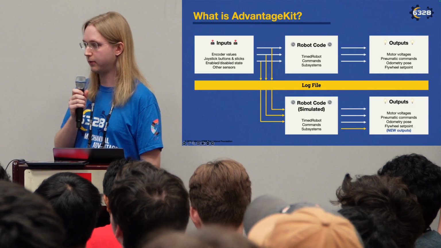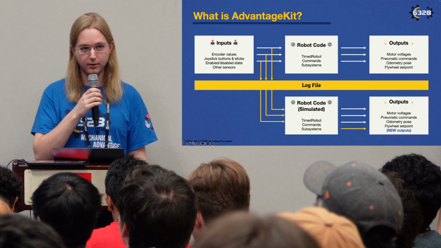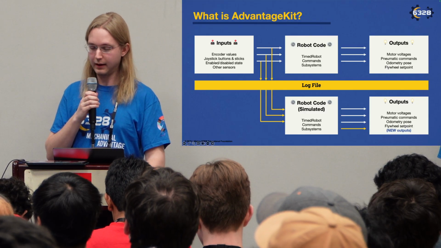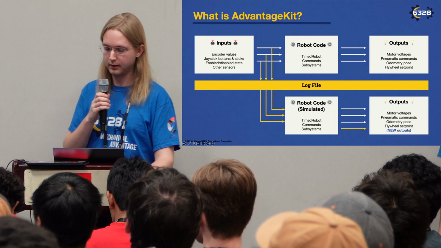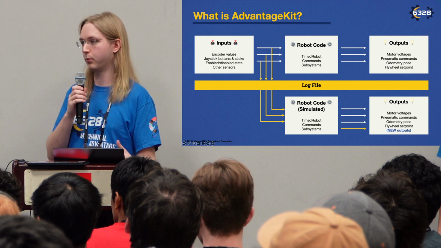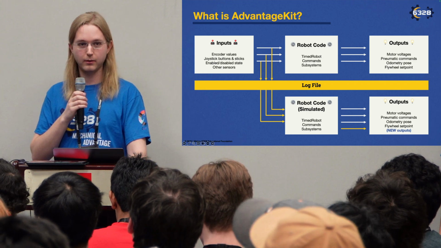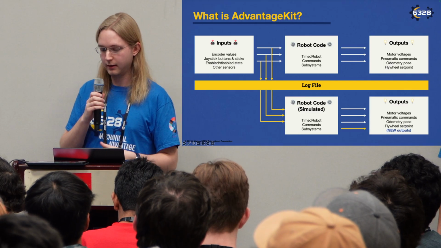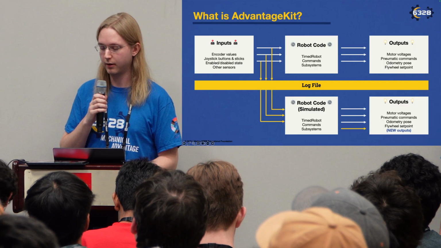Instead of logging just a few select fields, what we're going to do is log every input field. That's really important. Any data that the robot code is using is going to be logged, regardless of the source of that data. But why would we want to do that? Well, what we can do is run the same robot code in a simulator and replay the inputs from the log file.